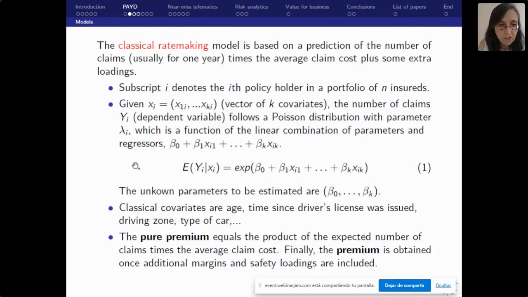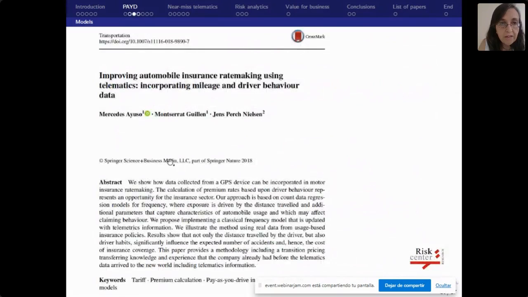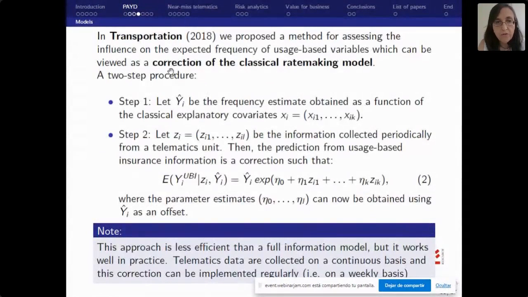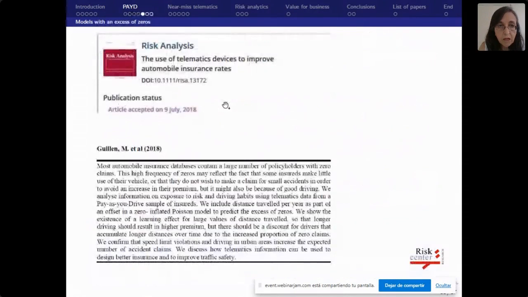So we really fit the generalized linear model. This is what is done classically. And what we have done in a recent paper published in Transportation is that we have also included in this classical modeling information collected from the telematics data devices. Here you can see all the details and a way of doing it as a correction of the classical rate making model.